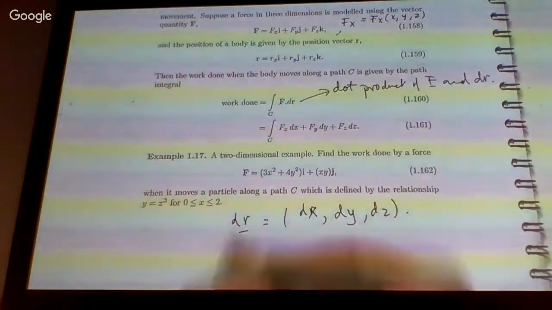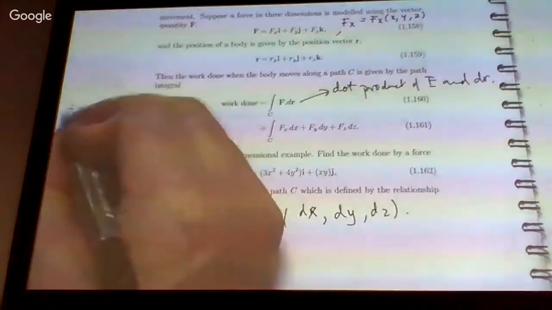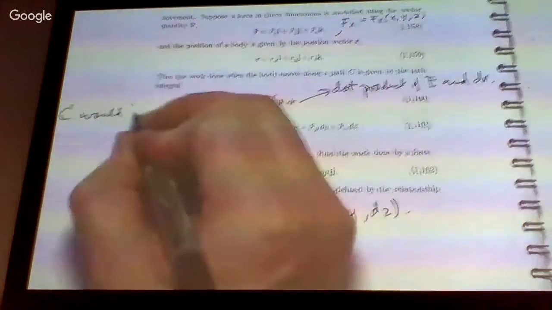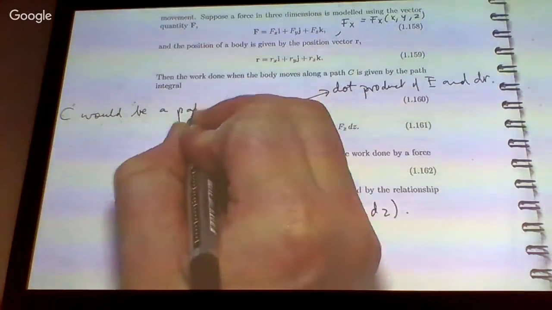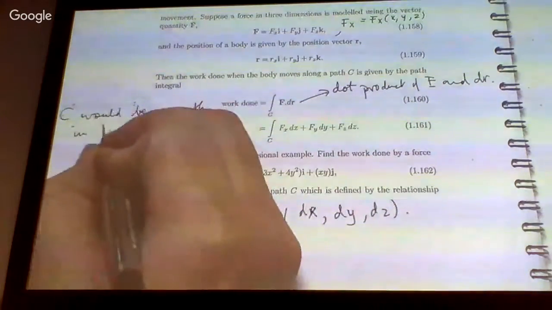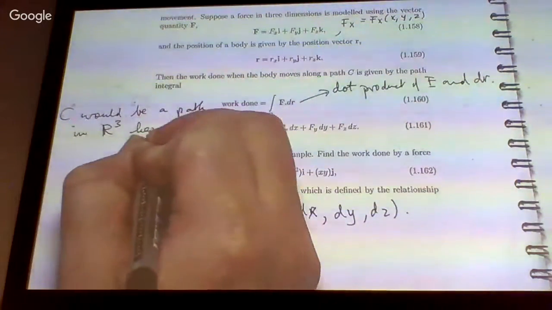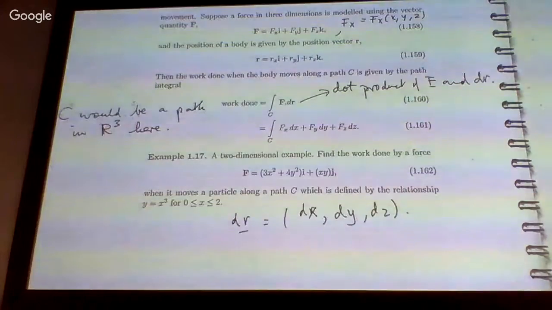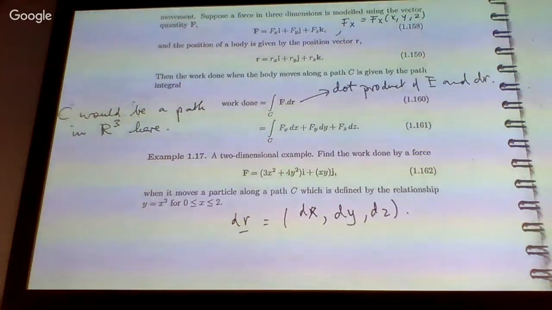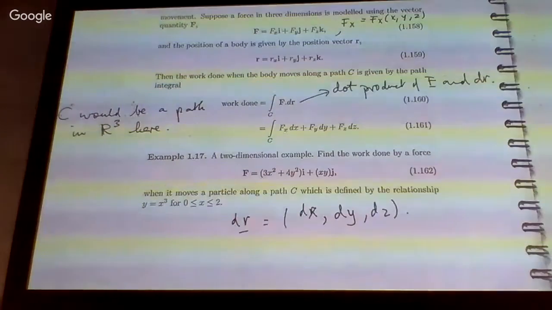So our path C would be a path in 3 dimensions, basically, in this description here.